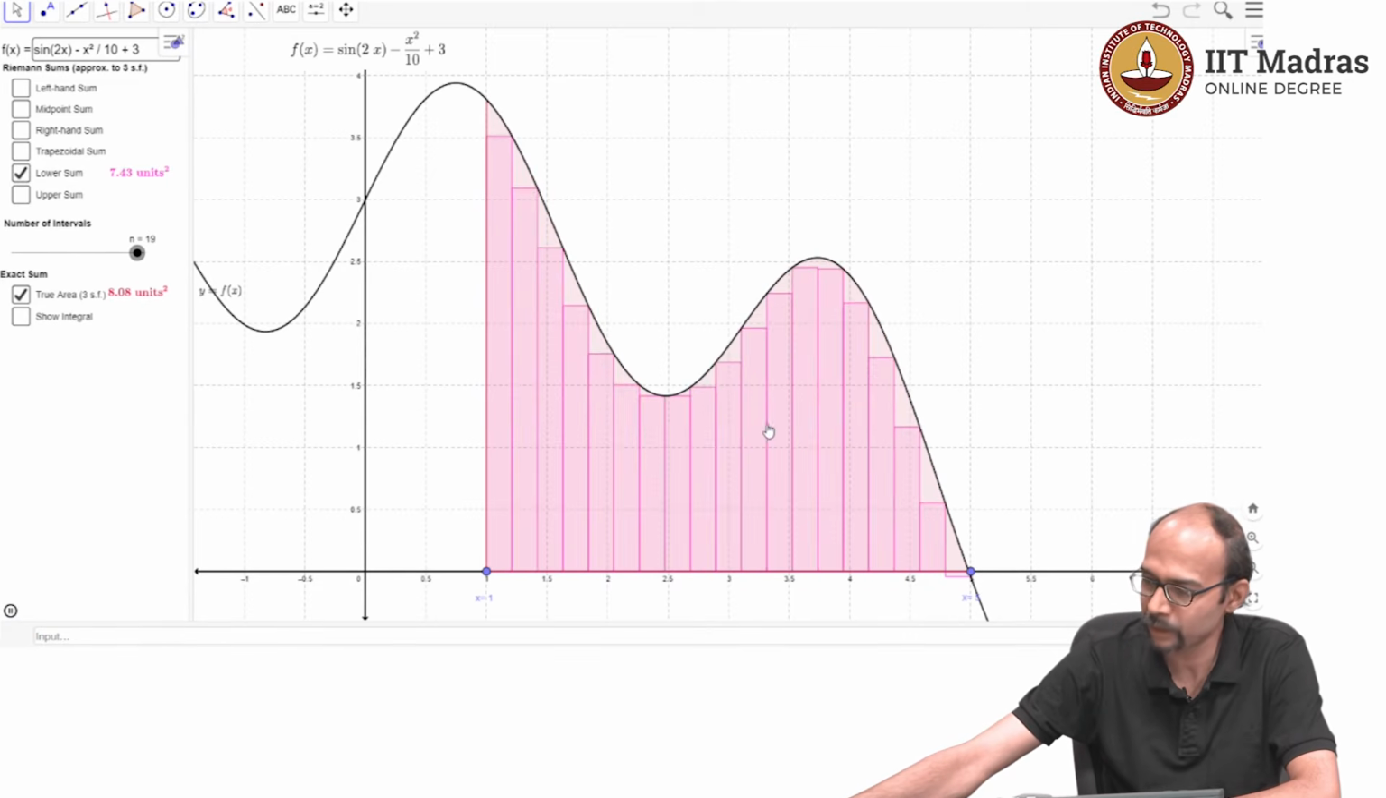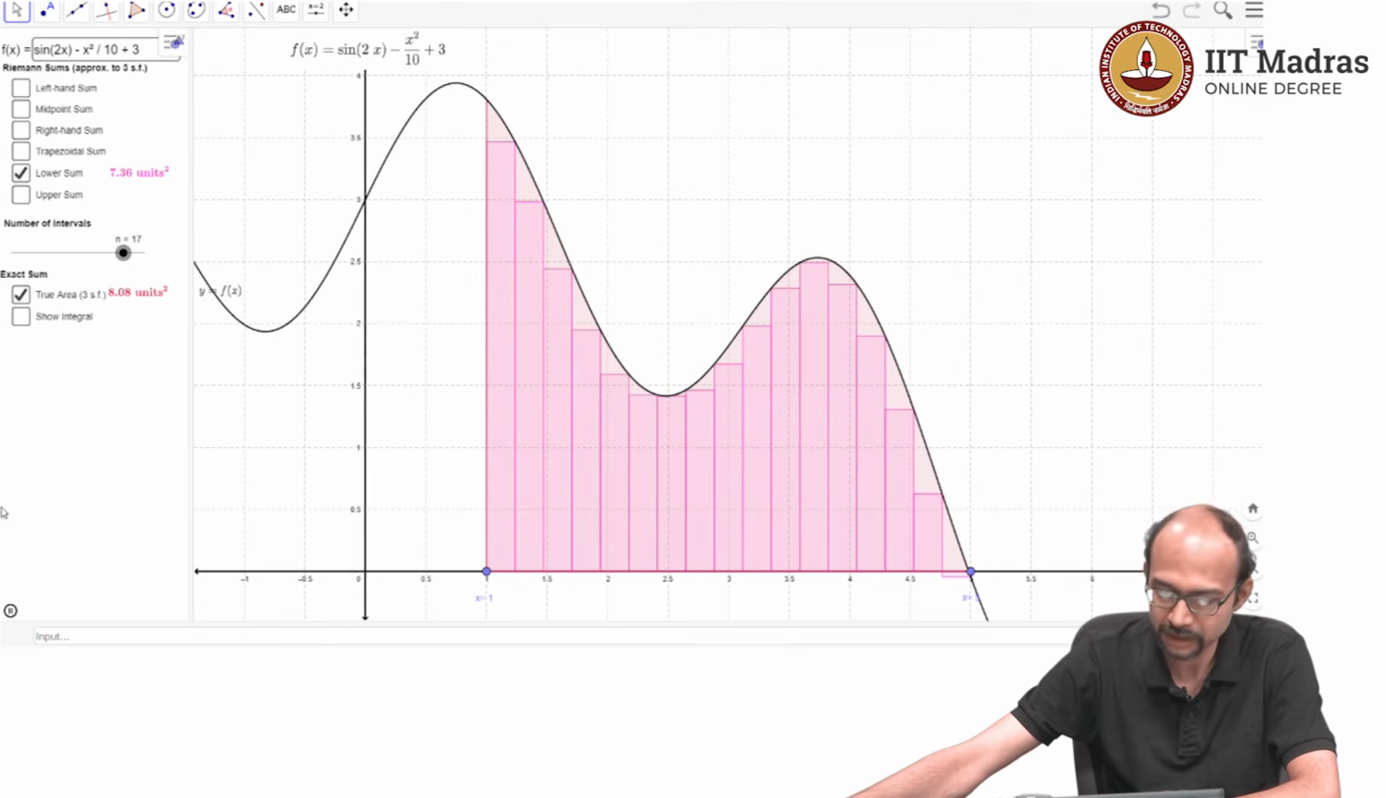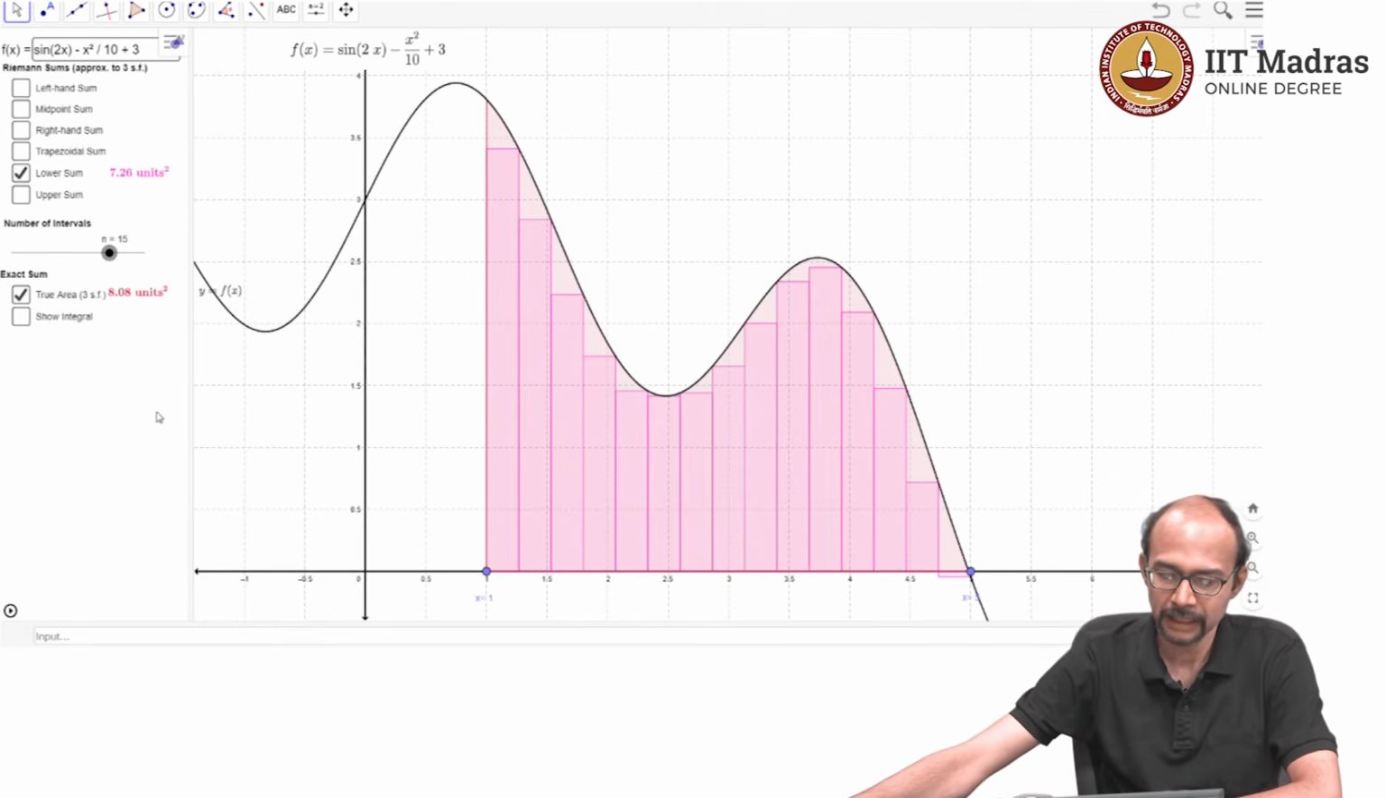The picture tells you already what is happening. So, this is an underestimate for the area, and the true area is going to be between the upper sum and the lower sum. So, in the limit, if the upper sum and lower sum go to the same value, then that is going to be the area.